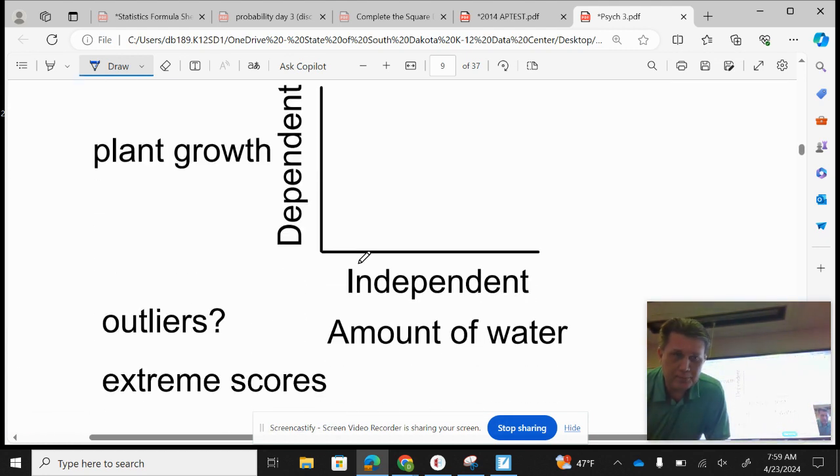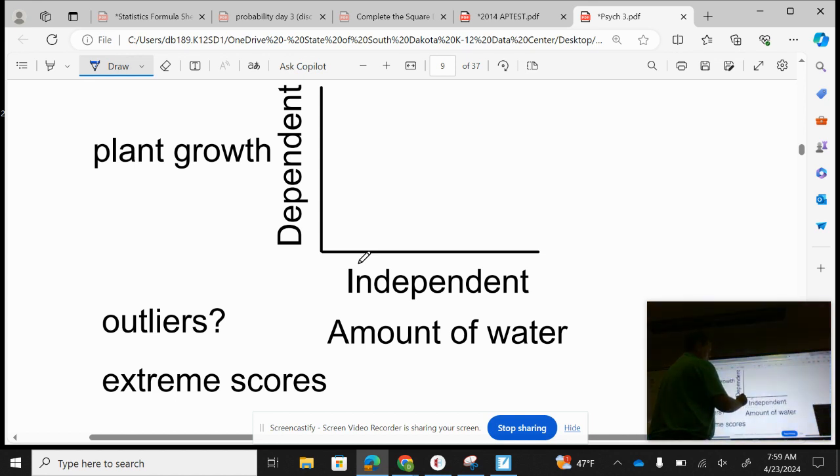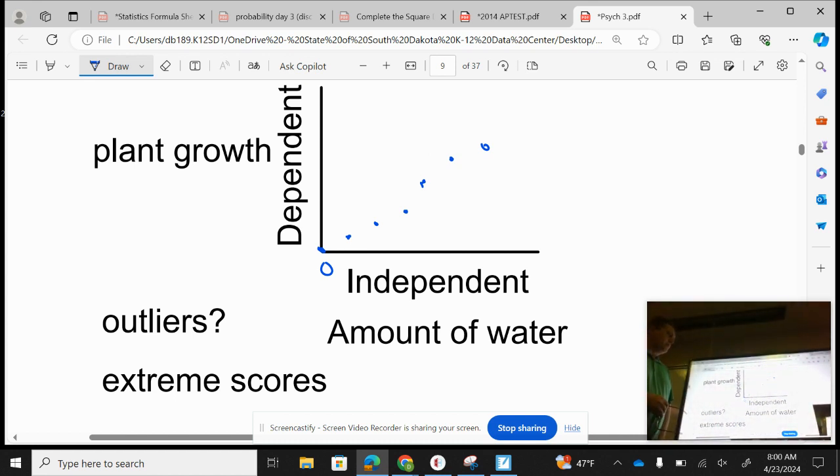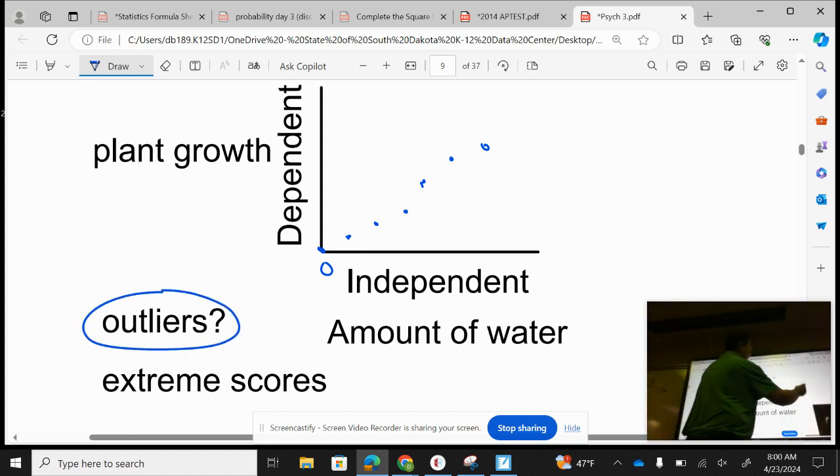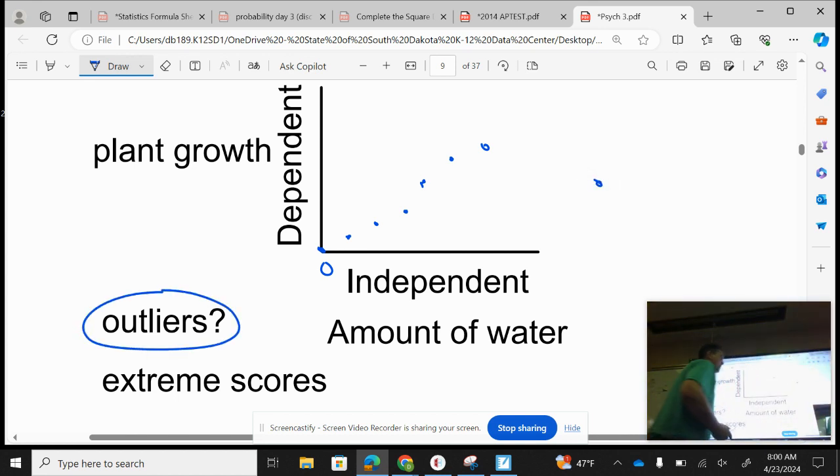All right, plant growth. If we give a plant 0 water, it's probably going to have no growth. It's just going to die. Okay, but if we give it a little bit of water, it grows a little bit, and it's probably not some perfect relationship, but the more water we give, we would probably expect a positive relationship. But there is the idea of all of a sudden we give it a lot of water and we see the plant's not doing as well.